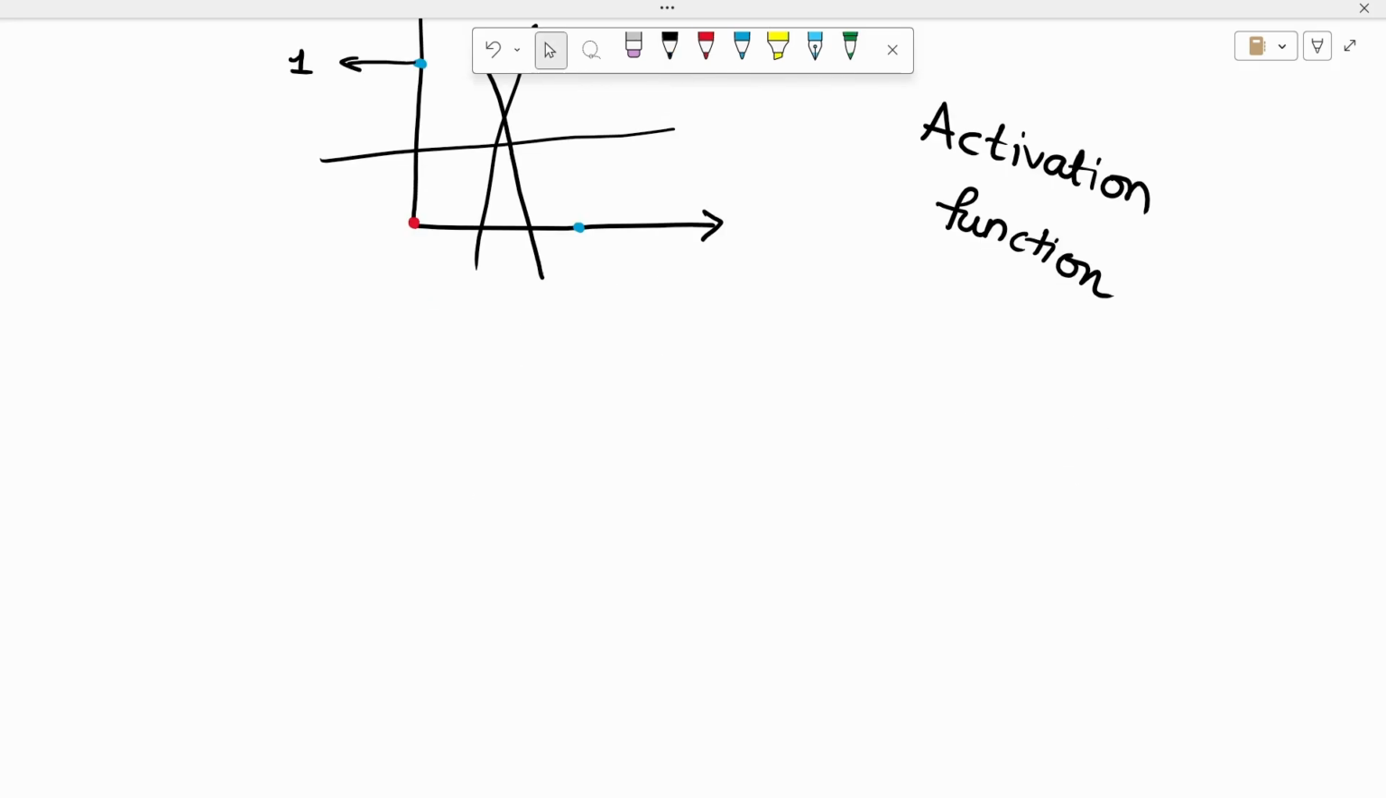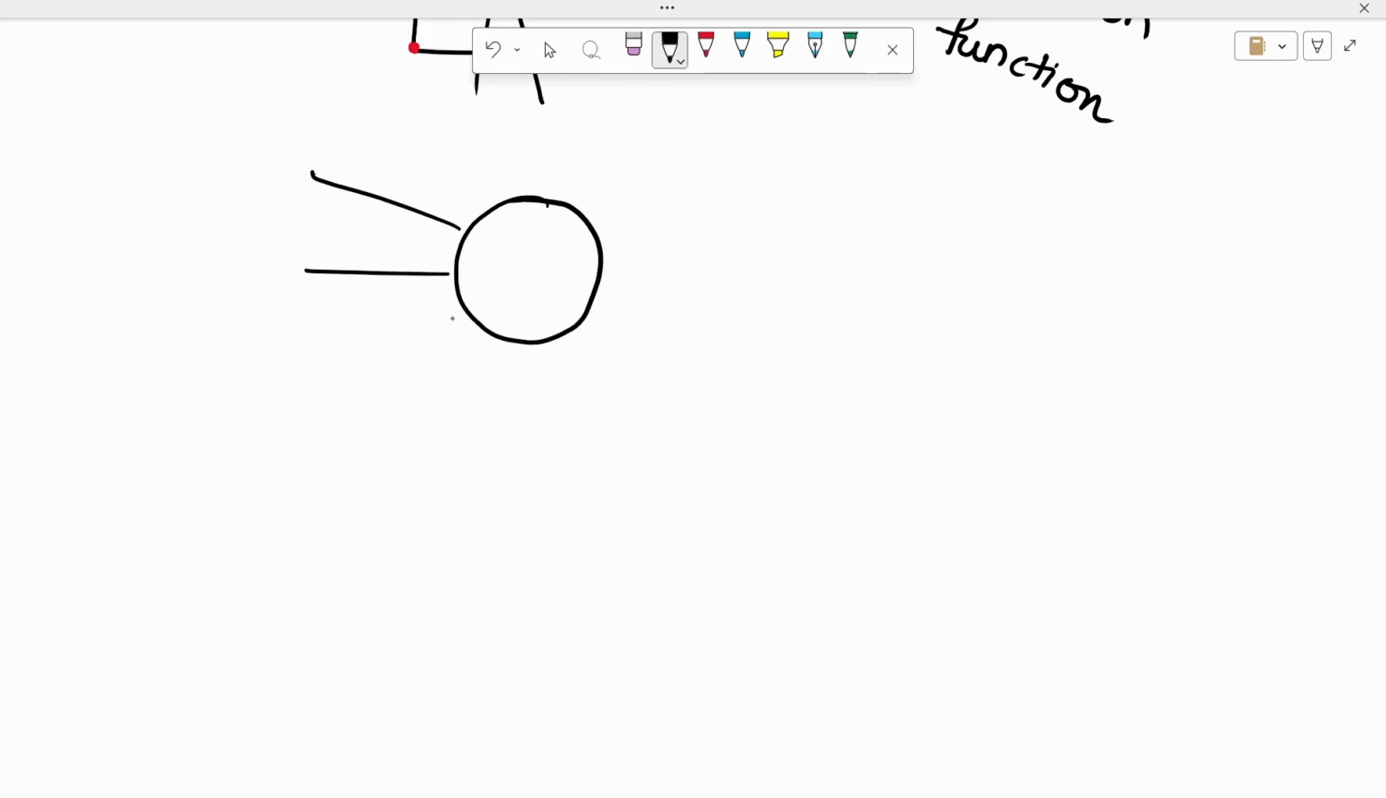In the previous video, we saw the perceptron. Now, how does a perceptron look? It looks something like this. It takes multiple inputs, let's say x1, x2, x3, and it gives a single output. And this is the perceptron. Each input will have a weight: w1, w2, w3.